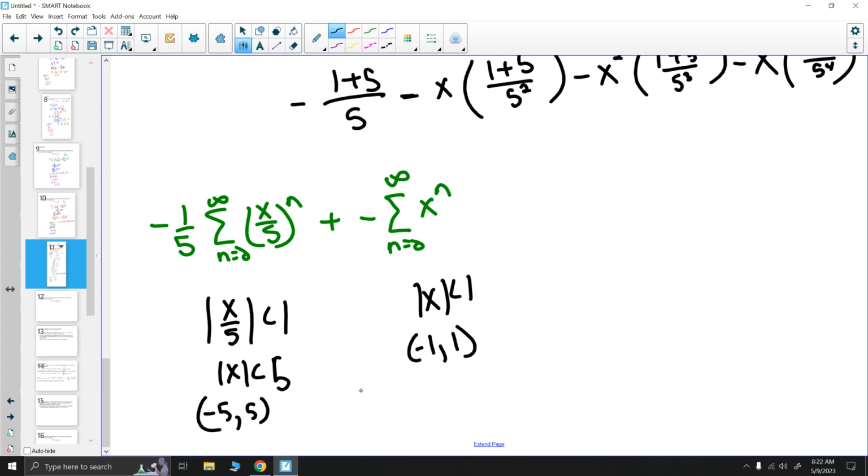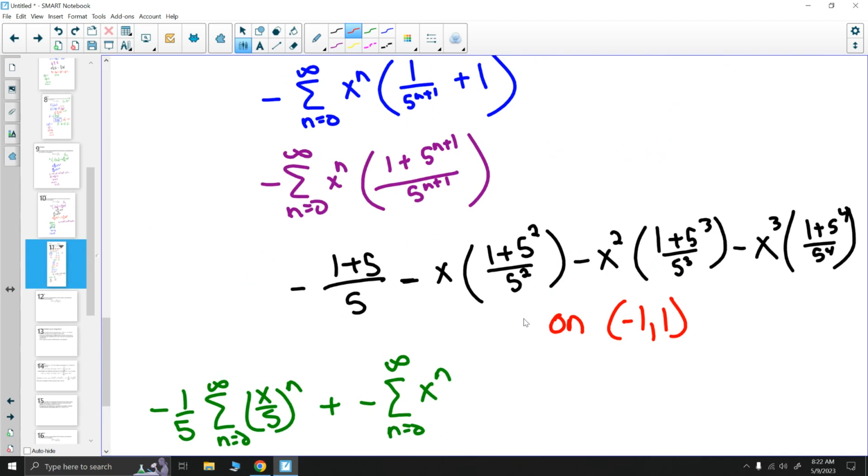Now, which one is this? Well, it's got to be true for both of them. And while negative 4 would work in this one, it wouldn't work in this one. So our interval of convergence would just be negative 1 to 1. That's our interval of convergence, the most restrictive of the two. So the overlap, essentially, of the two.